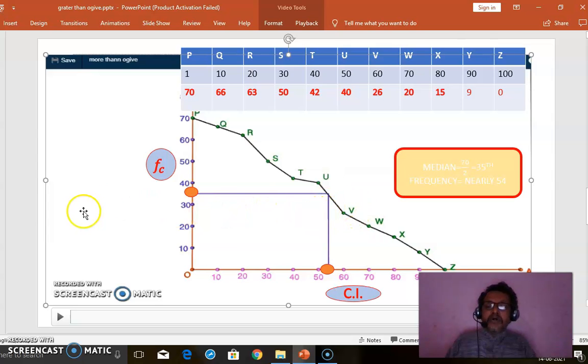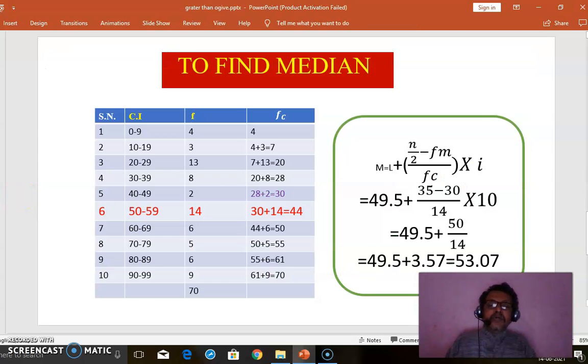Now let us see how to find the median. You know that, 70 by 2 is the 35th. Find the cumulative frequency: 4 plus 3, 7; 7 plus 13, 20; 20 plus 8, 28; 28 plus 2, 30; 30 plus 14, 44. The 35th is in this class interval.